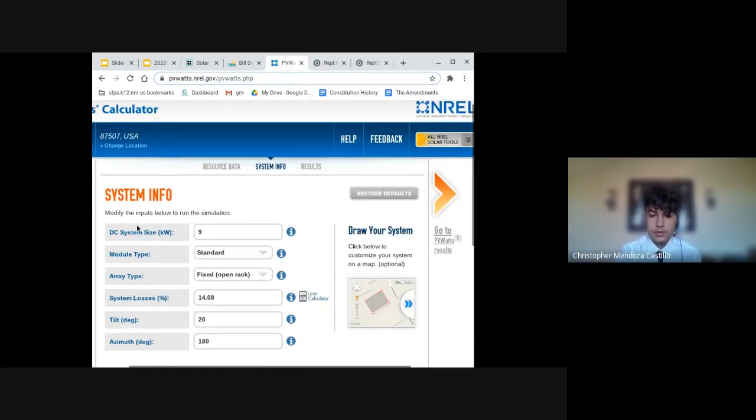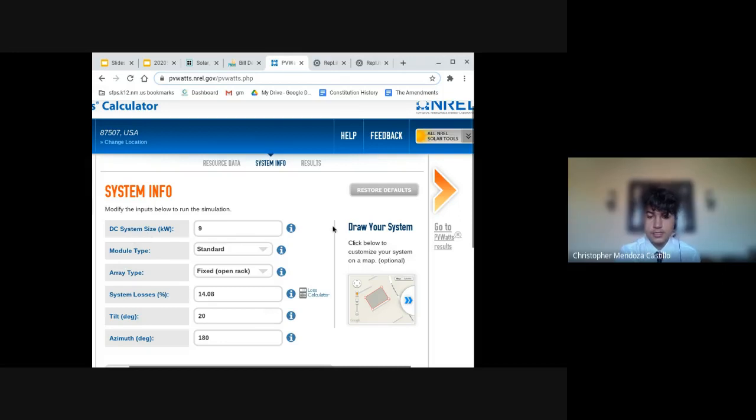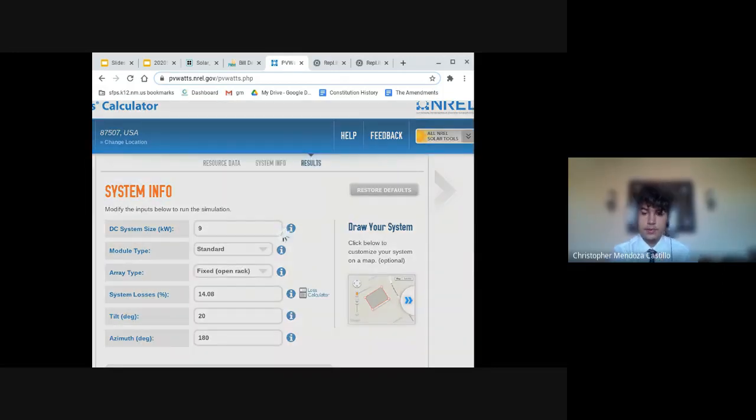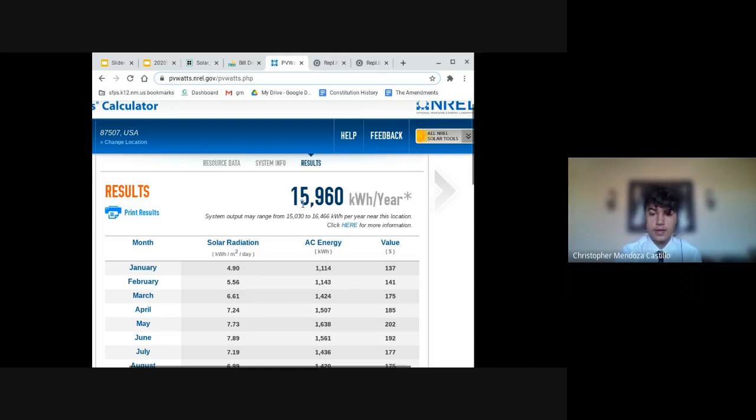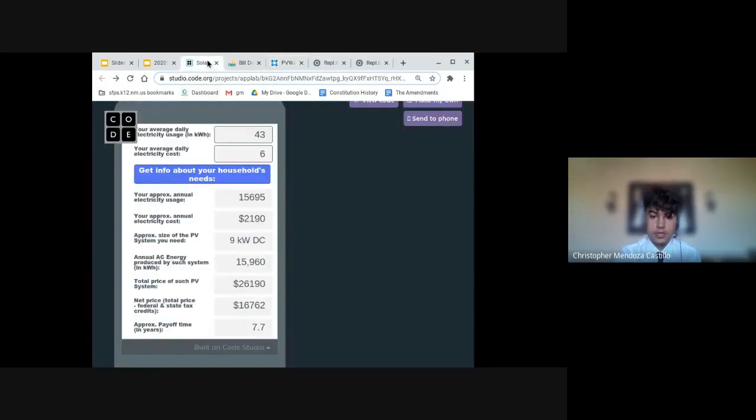As we can see, we have a direct current system size of 9. It's the same as on the app, and we get 15,960 kilowatt hours per year. This is the same as in the app.